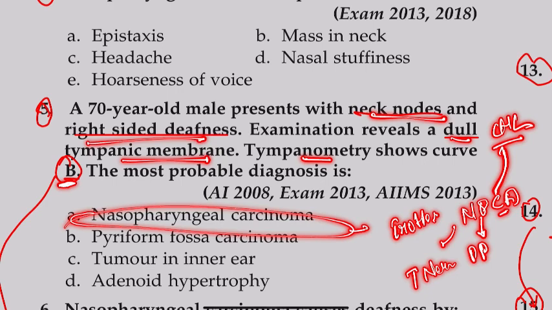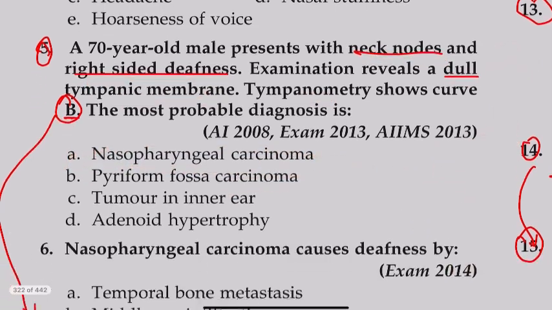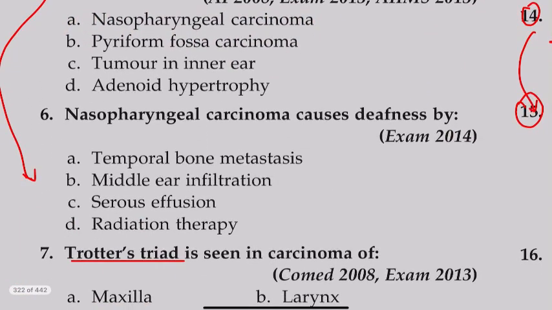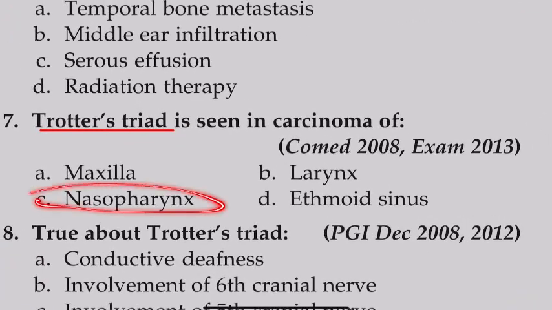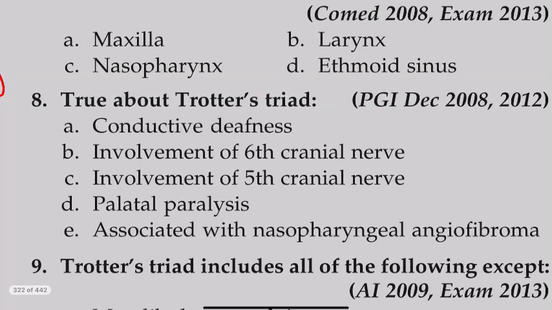Here it is talking about nasopharyngeal carcinoma, right? Nasopharyngeal carcinoma causes deafness, as we already said, by fluid in the middle ear cavity, that is serous effusion. Trotter's triad is seen in carcinoma of, as we have already said, the nasopharynx. True about Trotter's triad is conductive deafness, that's right.